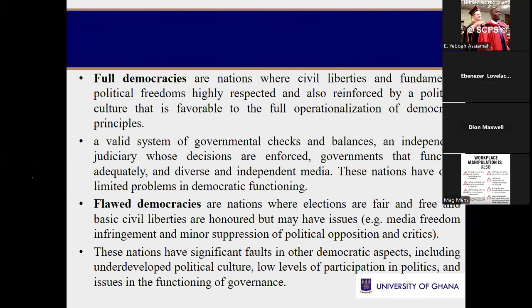These states have significant faults in other democratic aspects, including underdeveloped political culture, low participation in politics, and issues in the function of governance. These are flawed democracies. Okay. Elections are free and fair, like in Ghana. There are basic liberties, Chapter 5 of the Constitution, yes, and there are institutions to uphold these laws. But there are minor suppressions of people's freedoms and liberties, opposition, something small, just small.